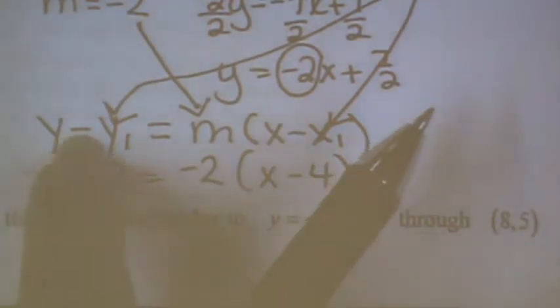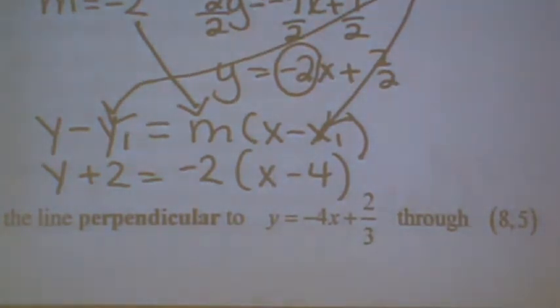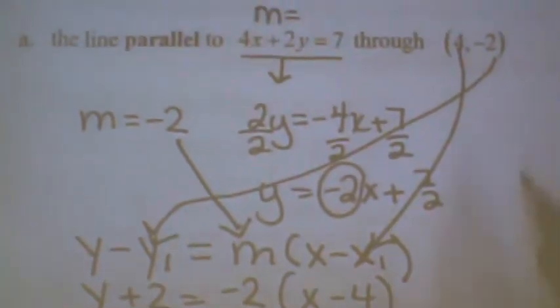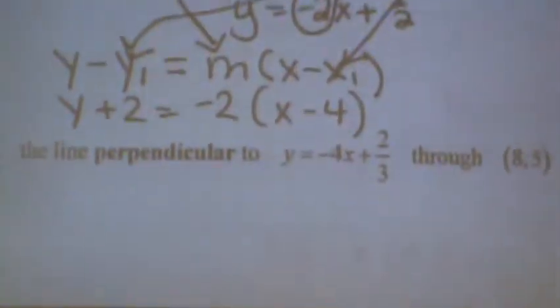Think of this as a recipe. Follow the recipe. These are the instructions. Now go back and read the problem. How do they want us to answer it in? Slope and reciprocal. So what do I need to do now?